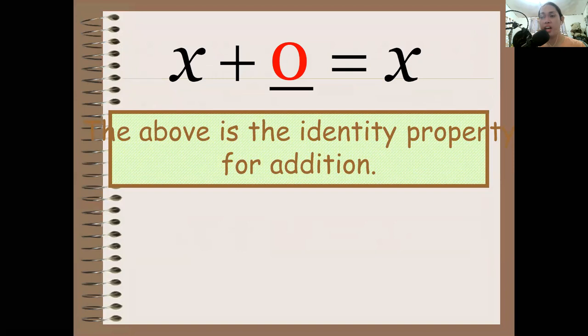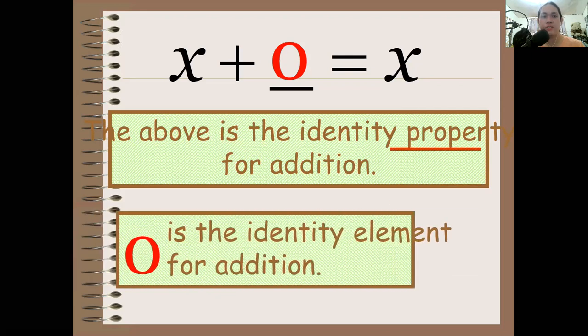When we talk about the identity property for addition, we think about 0, because for all numbers that are added to 0, the answer will be the number or the expression itself, correct? That's why 0 will give you the identity as a result when you add it. So 0 is the identity element for addition. Again, 0 is the identity element for addition. Please take note of that.